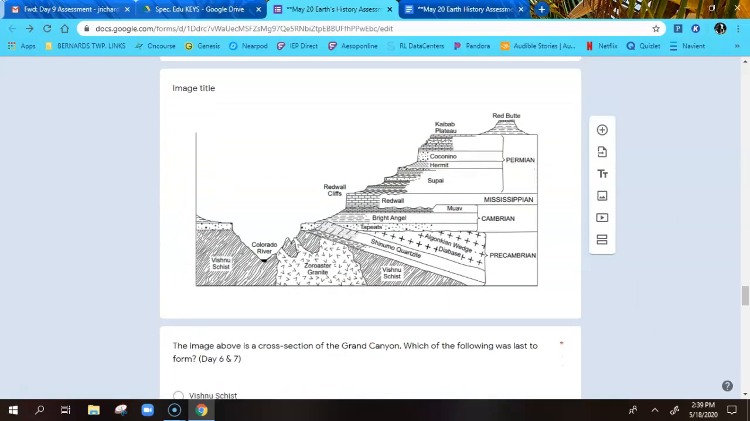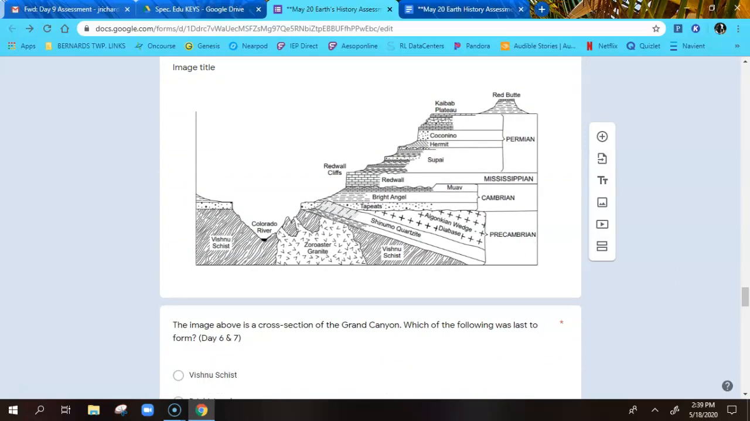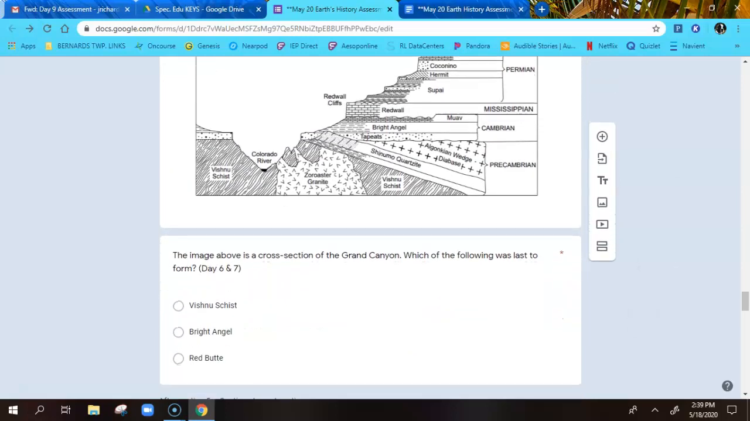Now for the next question, you're looking at the image above. It says the image above is a cross section of the Grand Canyon. Which of the following was the last to form? So which is the youngest? Which is at the very top? Is it A, the schist? Is it B, Bright Angel? Or is it C, Red Butte?